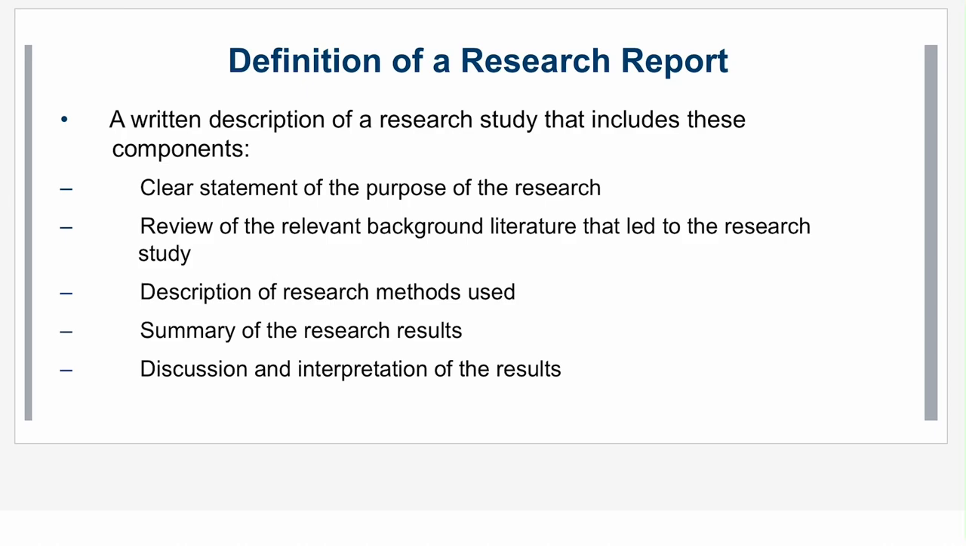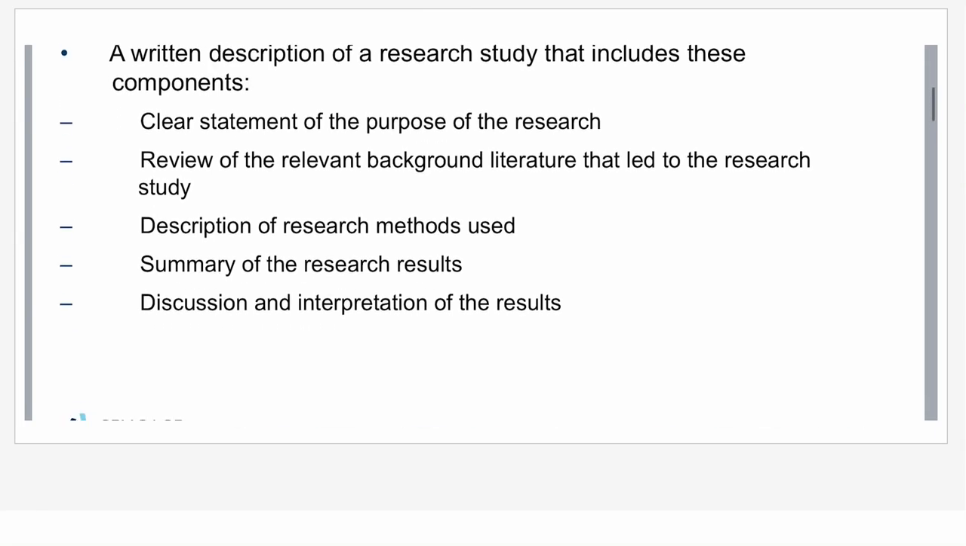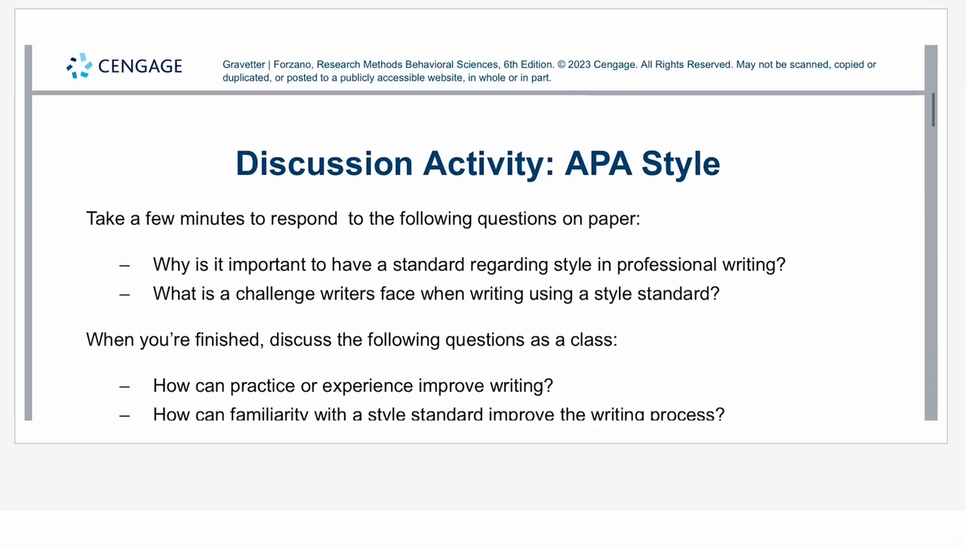These are general components, again, that need to be included. So it needs to have a clear statement of the purpose of the research. It needs to review the relevant background literature that led to that particular study, which again, we've talked about. And then also a description of the research methods that were used, the summary of those research results, and the discussion and interpretation of the results. And I would also add to that last part, maybe even an application component if that applies.